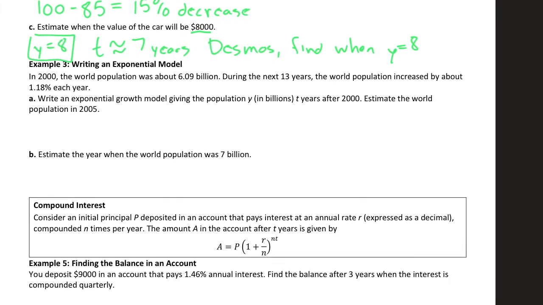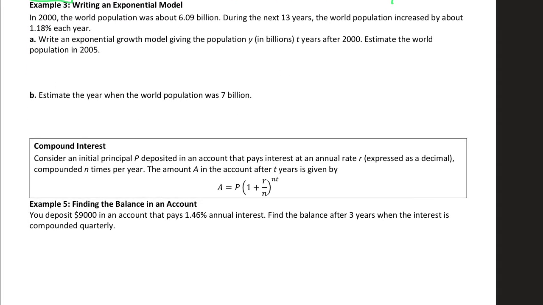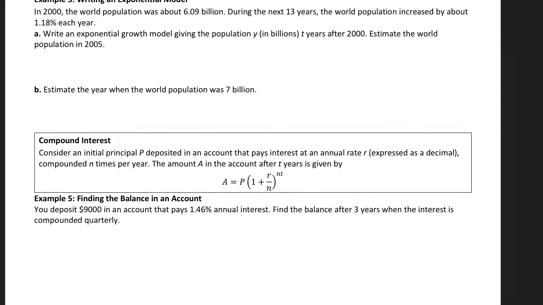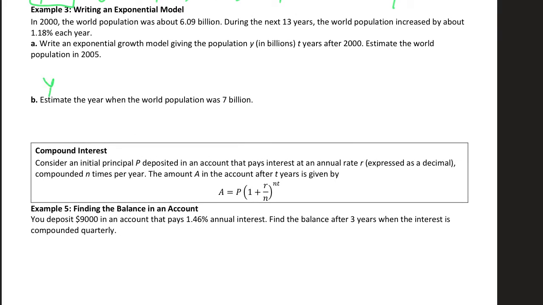With writing a model, this is more the thing that's going to help us understand how growth and decay work. It says, in the year 2000, the world population was about 6.09 billion. During the next 13 years, the world population increased by about 1.18% each year. We're going to write a model giving the population in billions after t years after 2000. The first thing I'm going to do is start with y equals. We always start with a starting value, okay? So our starting value is this 6.09 billion.